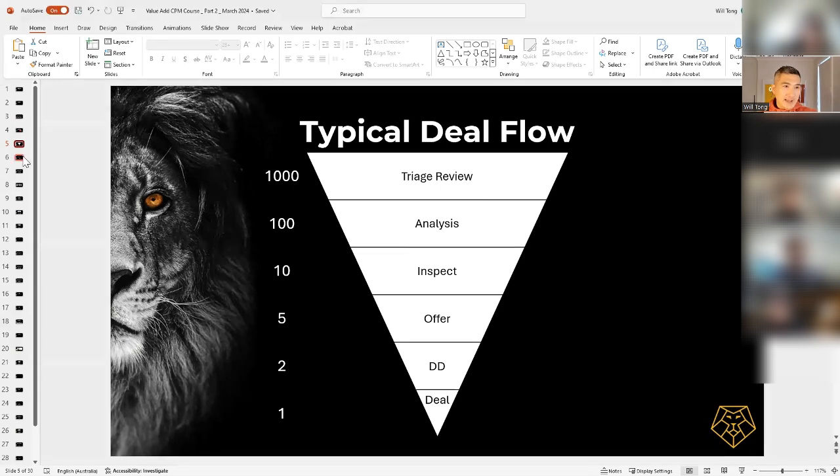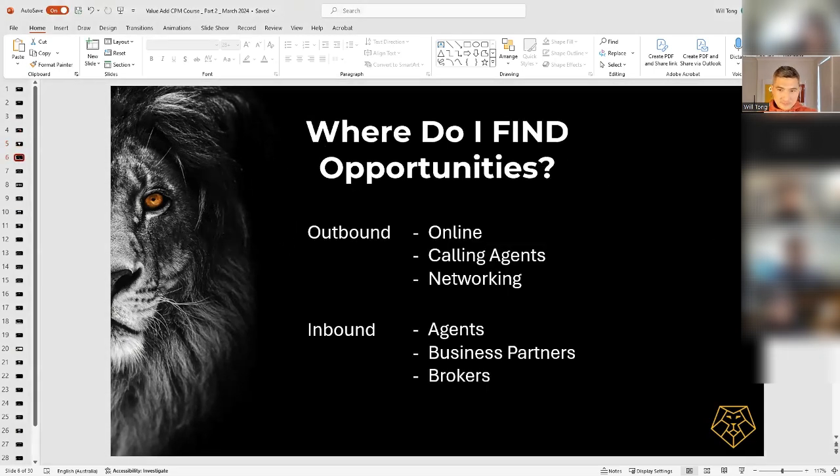And then the other thing also is, how do we find opportunities? So there's the outbound component and there's also an inbound component as well. The outbound component is all about you doing the heavy lifting. So you're looking for opportunities online, you're calling agents, you're networking, but we should all try to aspire to get more inbound opportunities. Inbound opportunities are people that are coming to you.